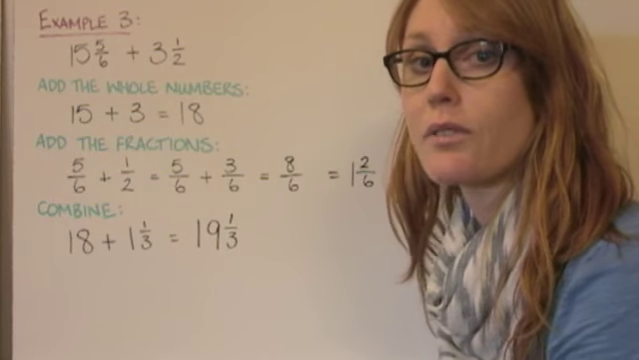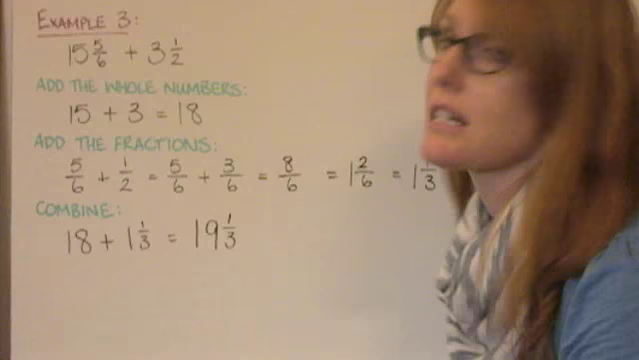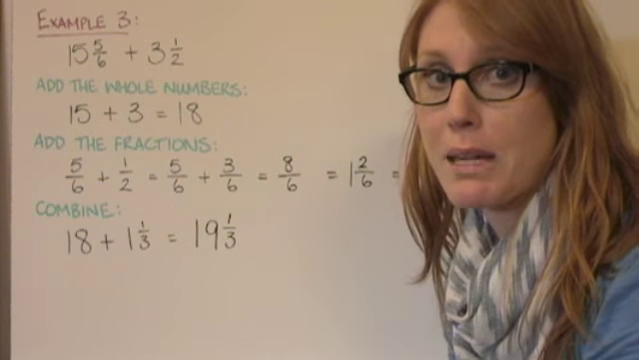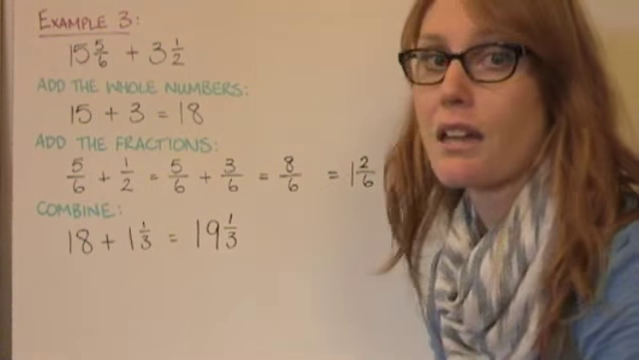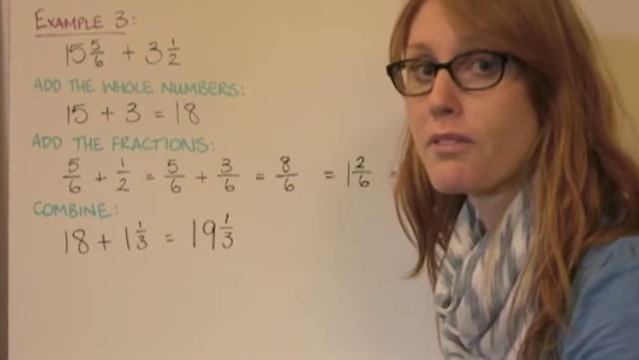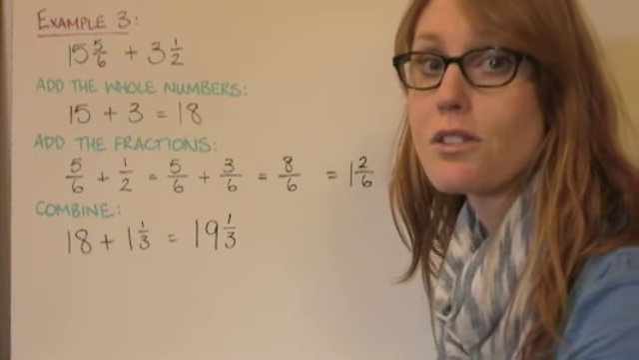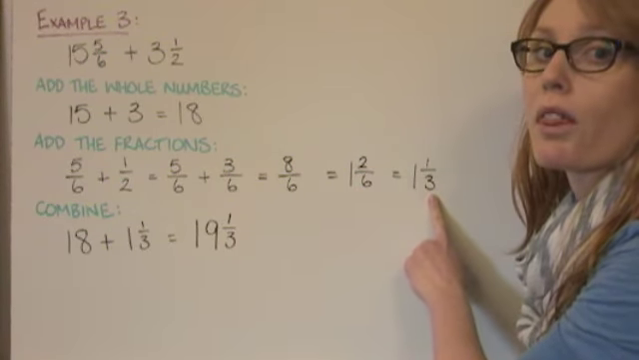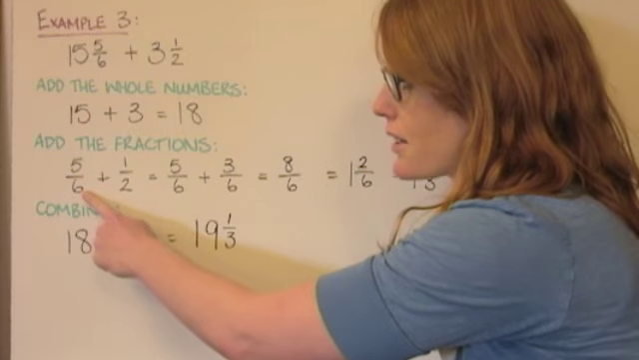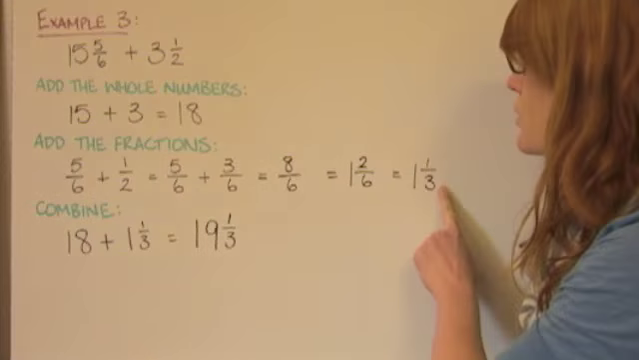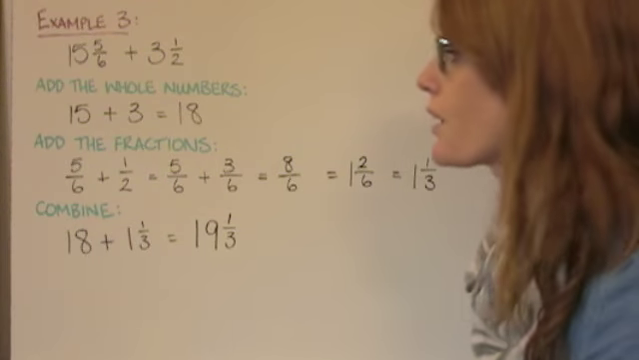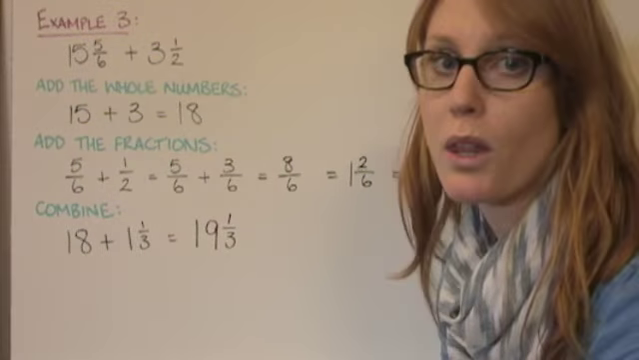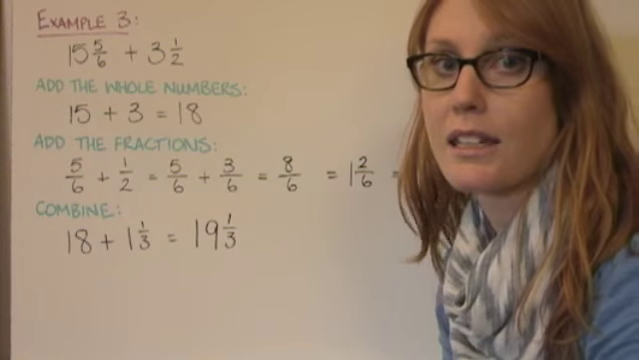Again, we have a look and see if we can simplify, because with a mixed number you can have a look to see if you can still simplify the fraction part of the mixed number. And 2/6 can be simplified because the common factor between 2 and 6 is 2. So 1 and 2/6 is simplified to 1 and 1/3. So 5/6 plus 1/2 is equal to 1 and 1/3. And then we combine. So we have 18 plus 1 and 1/3, which equals 19 and 1/3.